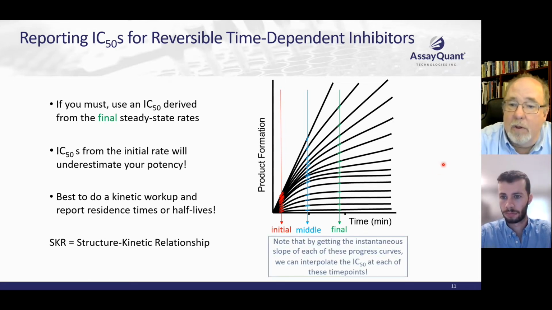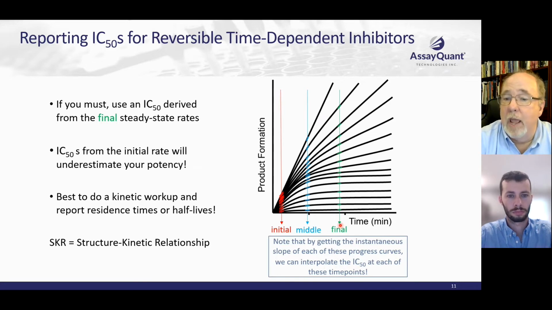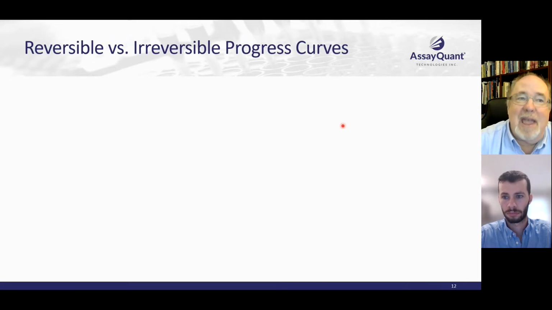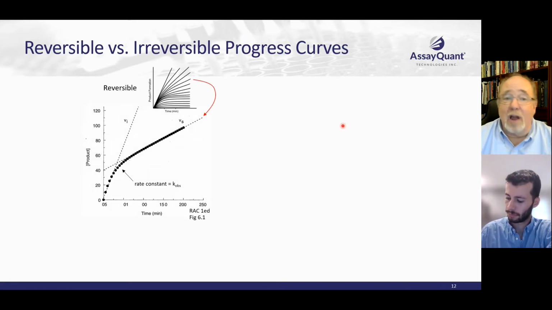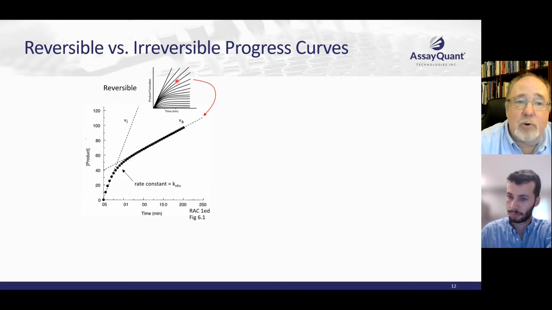All right, so you can actually, from these progress curves, get some instantaneous slopes here and interpolate these IC50s. And to a first approximation, these can be good indications and things you can use for these IC50s. Now, back to reversible versus irreversible progress curves. Here's what I showed you before.